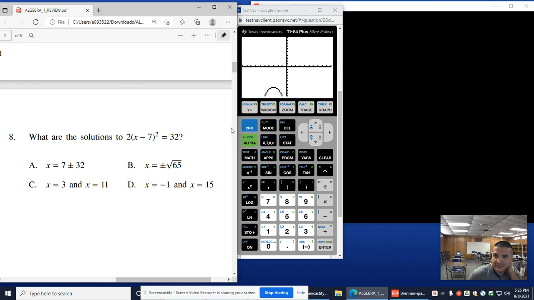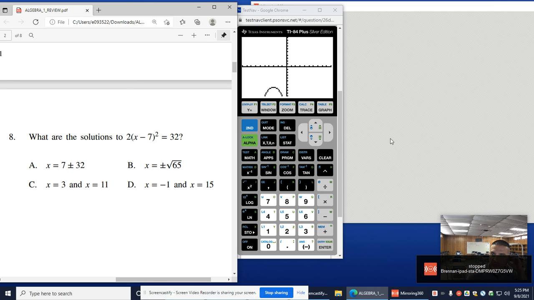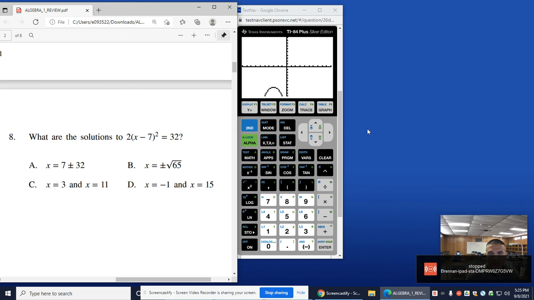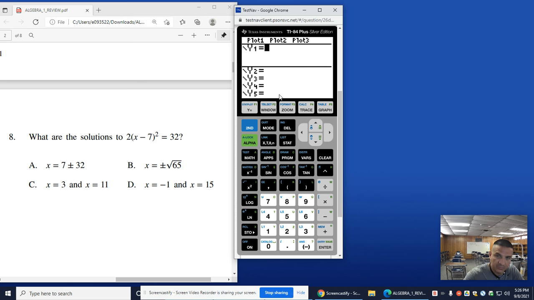Again, if I always make this y equals and I graph it, my solution should be where it crosses the x-axis, right? So if it's going to be one of these, I should know. So let's look at that. Y equals, use the backspace. This is the last one I'll do.